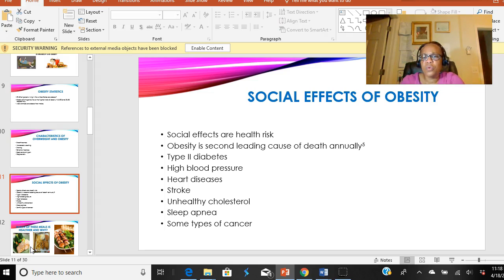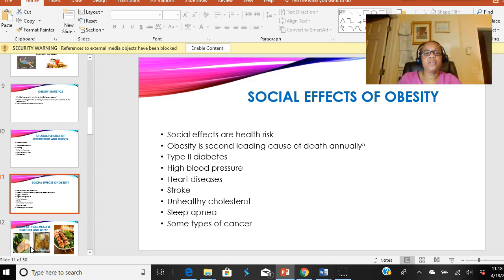Persons who are obese or overweight are likely to get type 2 diabetes. They will get high blood pressure, heart diseases, strokes, unhealthy cholesterol, sleep apnea, and some types of cancer.